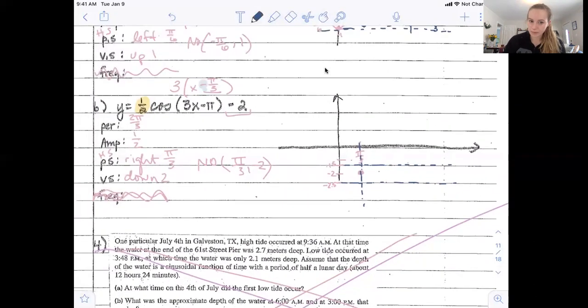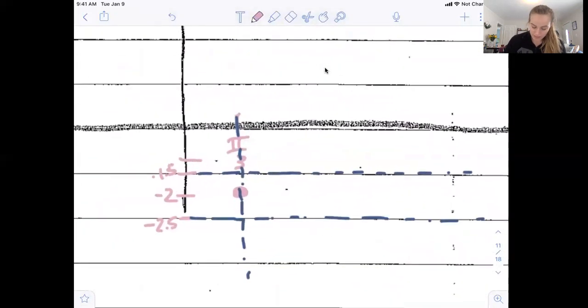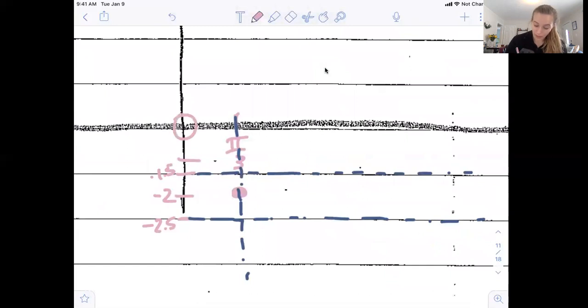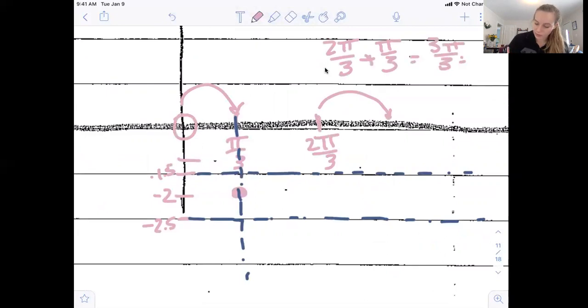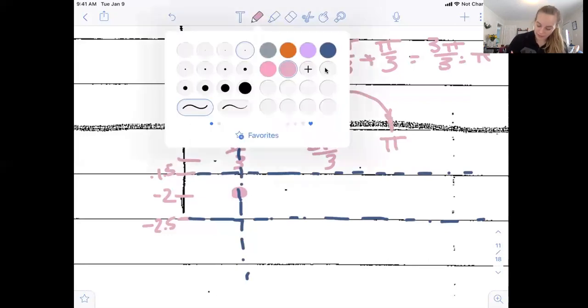I think the period is the hardest part, so let's do that next. My normal period is 2 pi over 3, which means that if I was normally starting at 0, 0, I would go to 2 pi over 3 to finish my graph. However, I had to shift over 1 pi over 3. If I was at 2 pi over 3 and I add 1 pi over 3, that becomes 3 pi over 3, or just 1 pi. So this new mark is just 1 pi, and that's as far over as I can go.